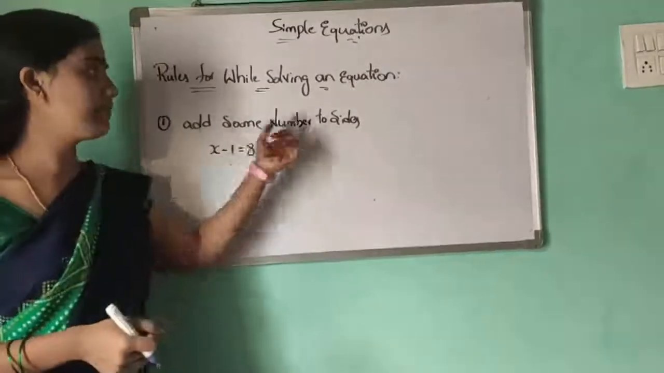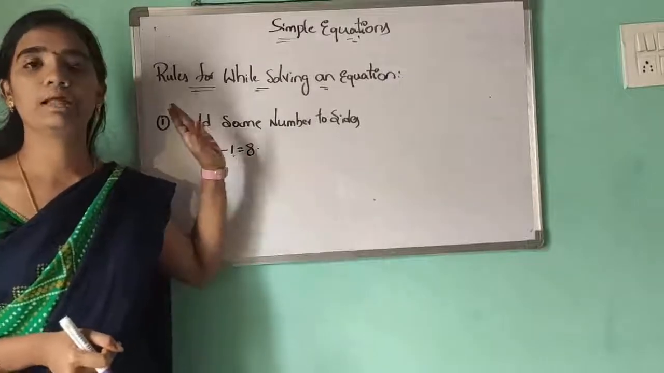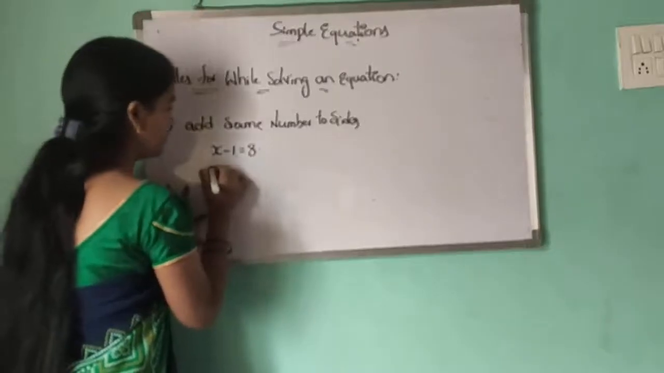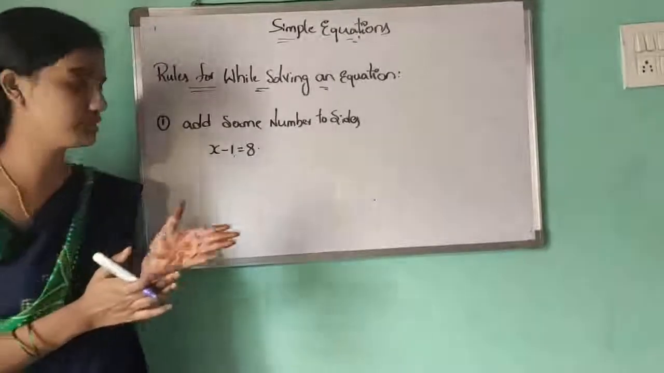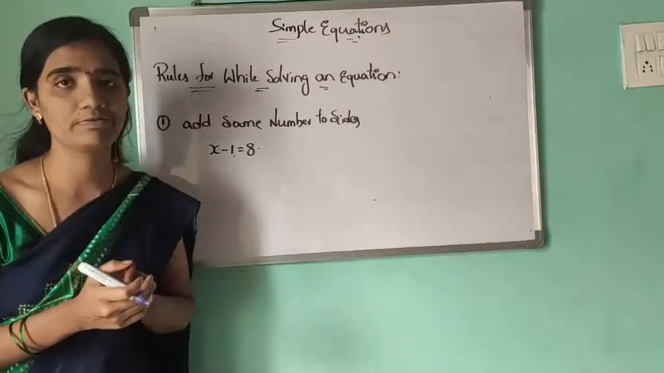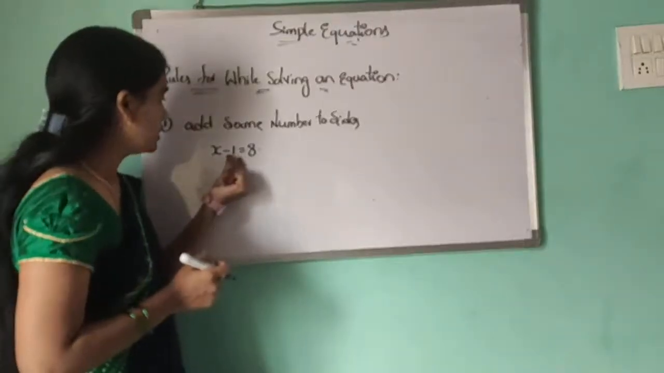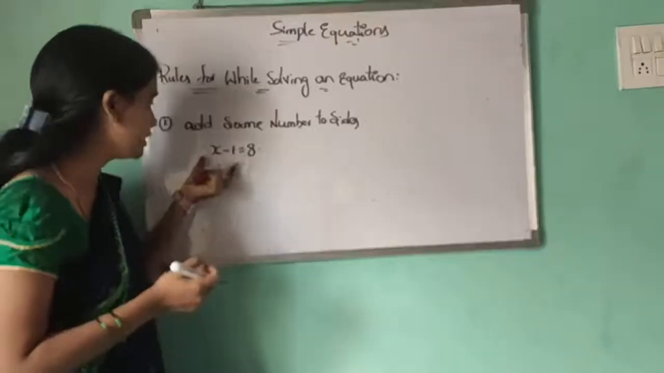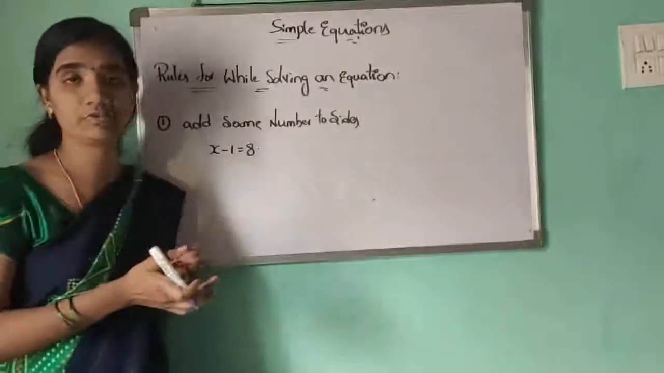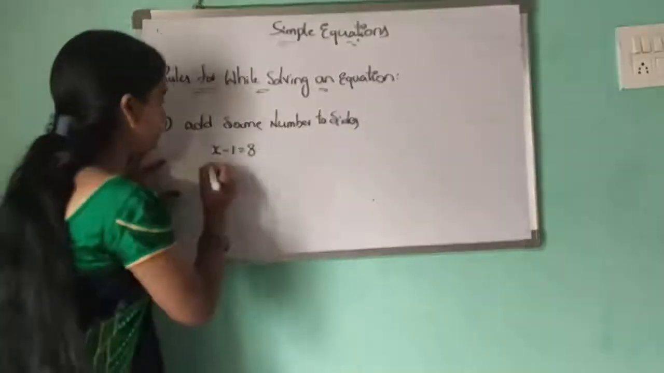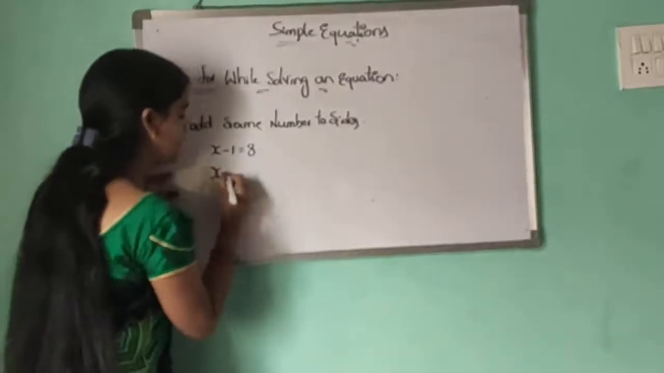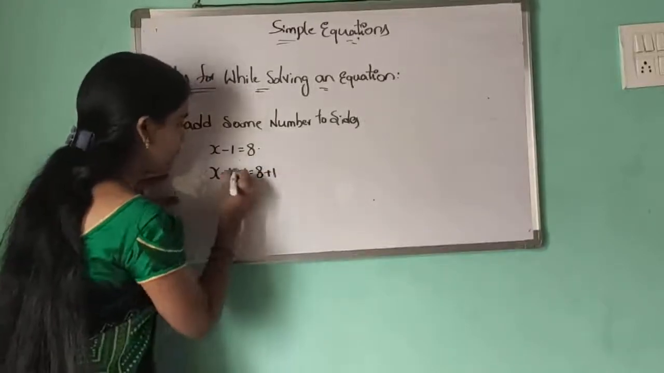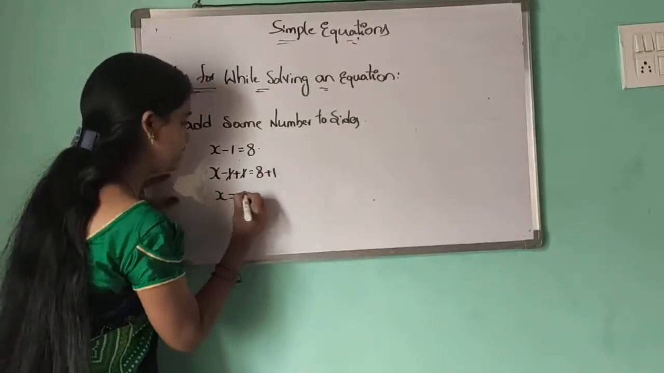If you add the same number to both sides of the equation, you can find the value of the variable x. So how to remove the minus 1 in this given equation? Here I want to add plus 1 to both sides: 8 plus 1. So plus 1 and minus 1 cancel, and x equal to 9.